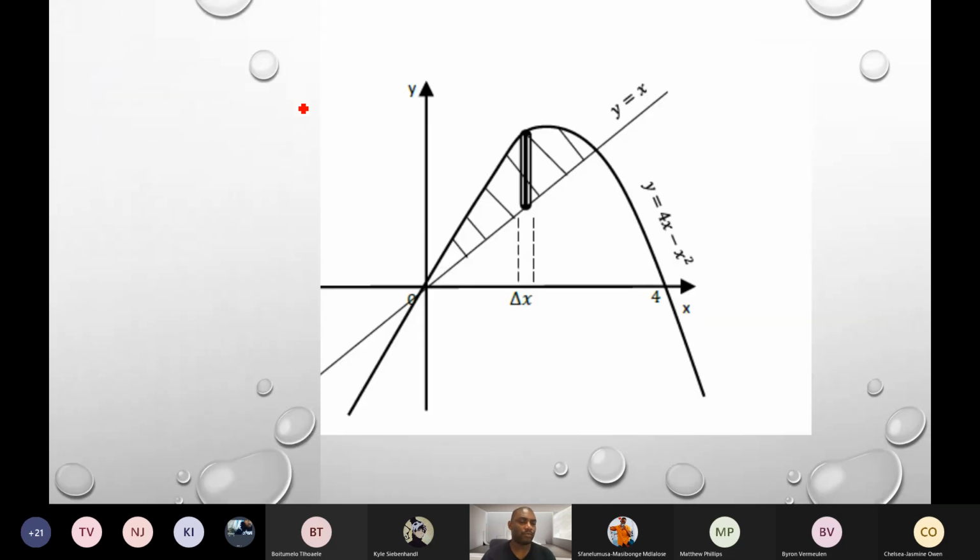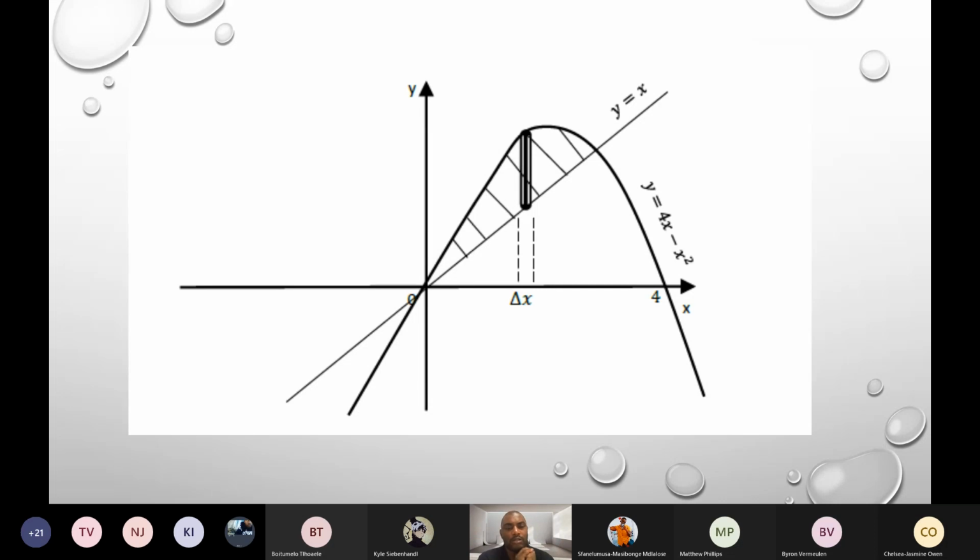Next, I'm sketching the two graphs. So you can see the first graph is y is equal to x, and the second graph y is equal to 4x minus x squared. It's a parabola. Now here I didn't show it, but many times you have to show that this is y1 at the top and this is y2 at the bottom. You need to show that most of the time, almost all the time, in fact.